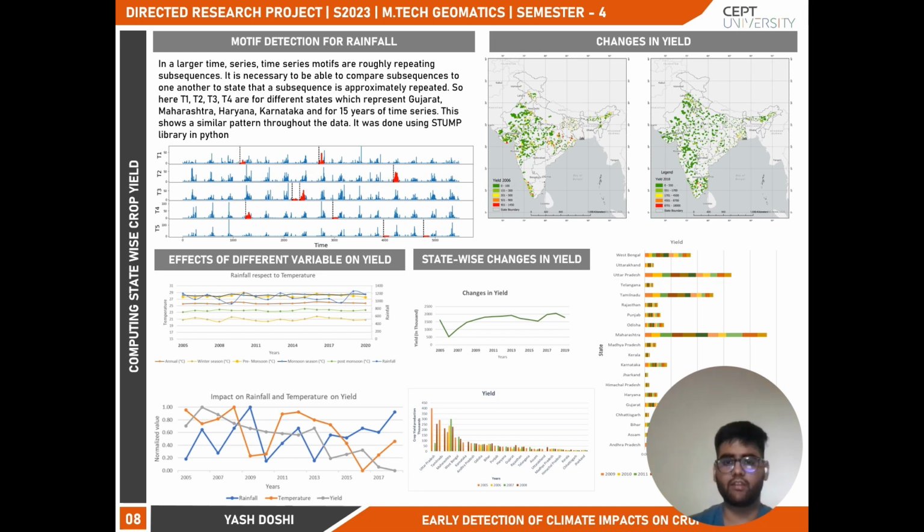And this chart shows the state-wise distribution of crop yield, in which we can see that Maharashtra, Tamil Nadu, Uttar Pradesh, and West Andhra Pradesh are the states where the crop yield was highest among these years.